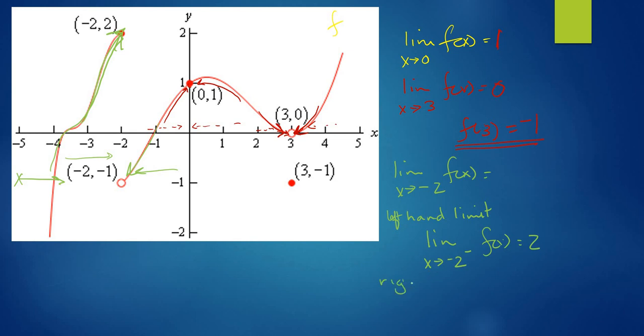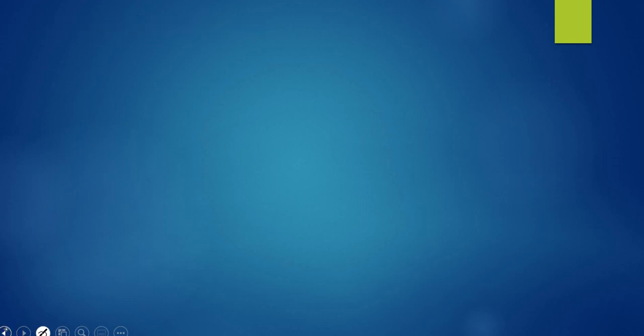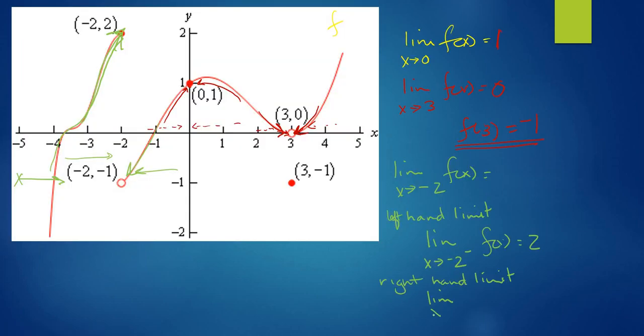My right-hand limit, written as the limit as x approaches -2 from the right of f of x, coming from this side and moving this way, coming from the right, when I get close to -2, I am close to -1.